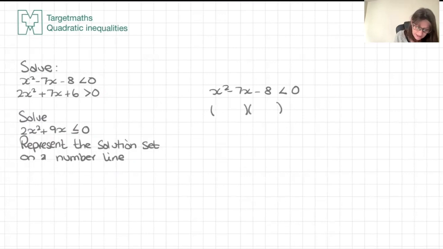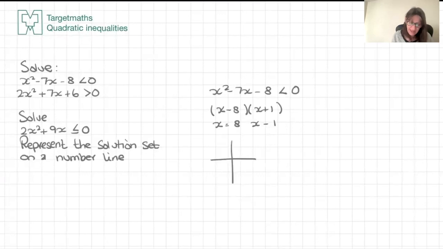So we would factorize this and get our solutions. At this stage, we are adding in new knowledge. We're going to draw or sketch the graph of x squared minus 7x minus 8.